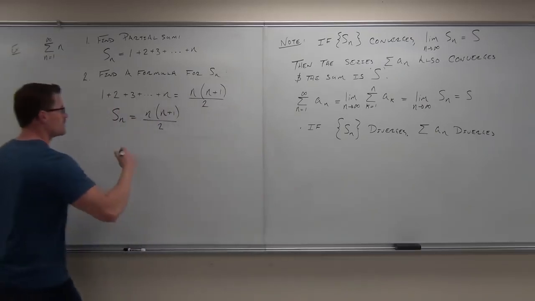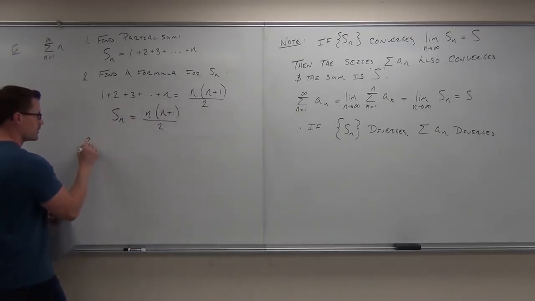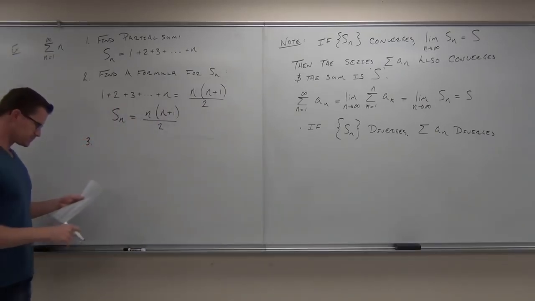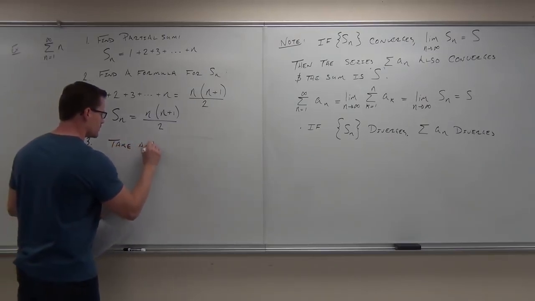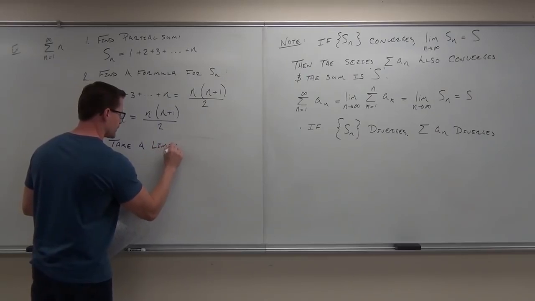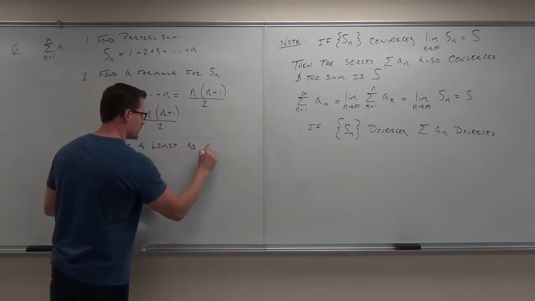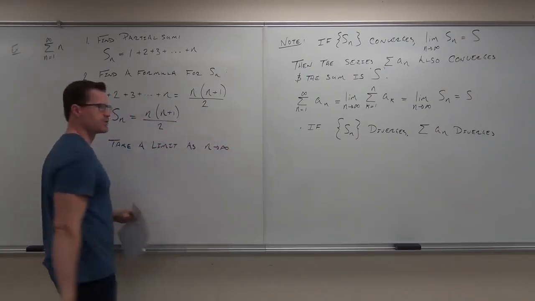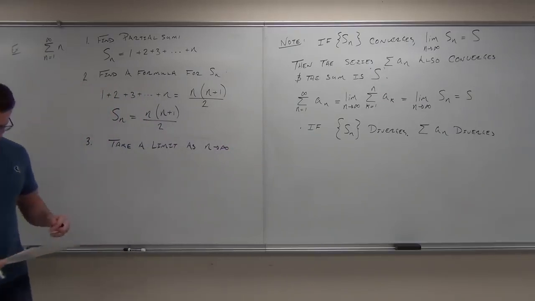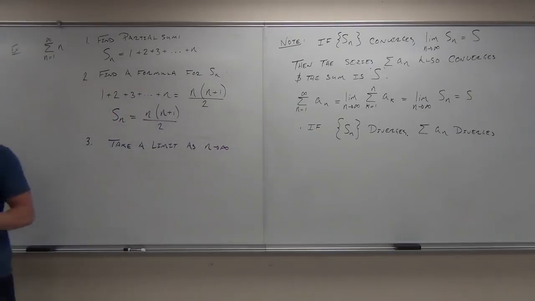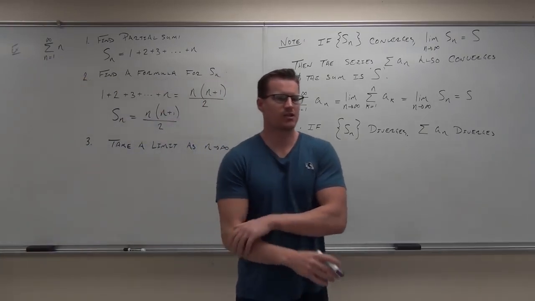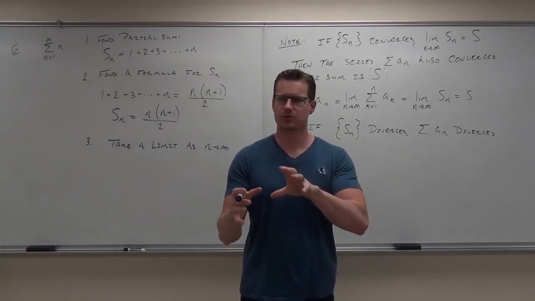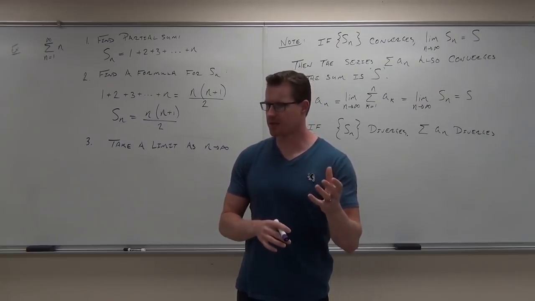So our step number 3 is really pretty straightforward. Step number 3 is just take a limit as n approaches infinity. What this does is this makes our partial sum equal to our series. That's what that does. Check.